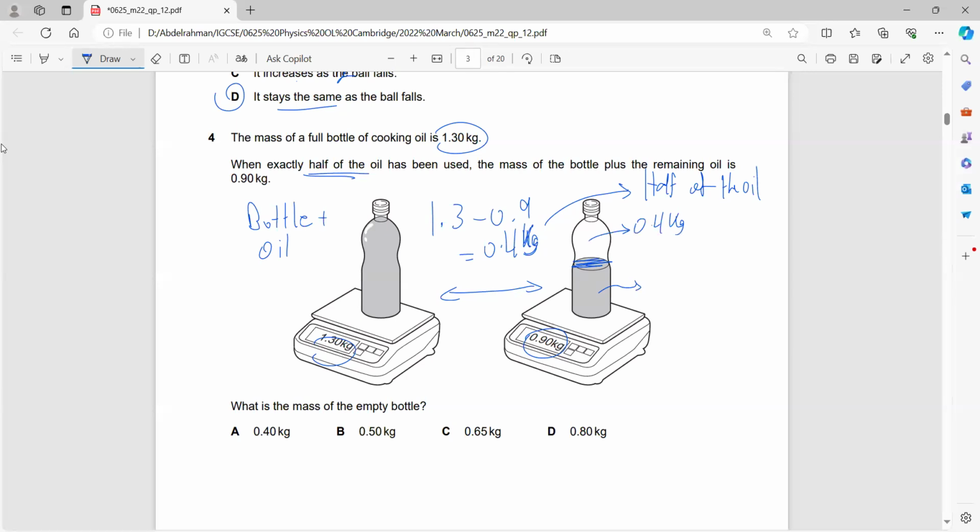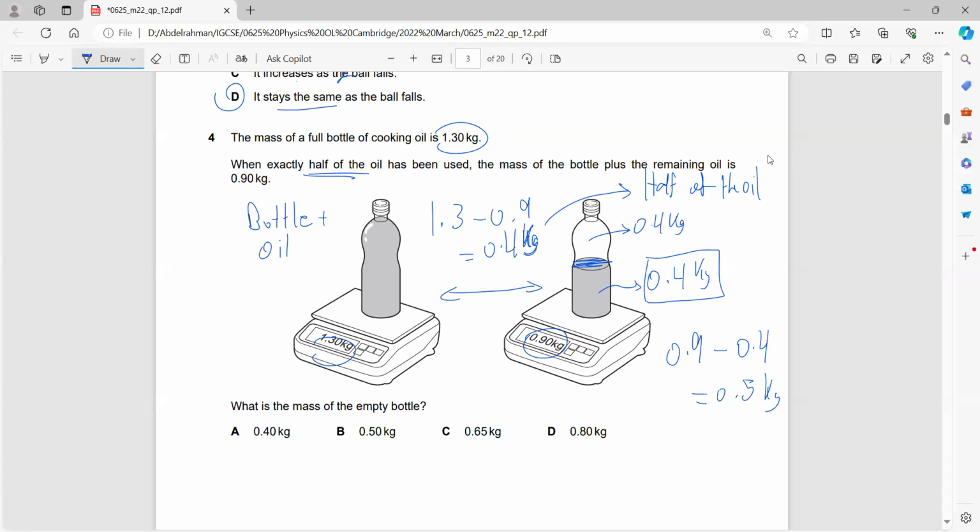The mass of the remaining oil would also be 0.4 kilograms. So to find the mass of the empty bottle, you need to remove the remaining oil. You need to remove the 0.4 kilograms. So basically all we do is 0.9 minus 0.4, which would be 0.5 kilograms.